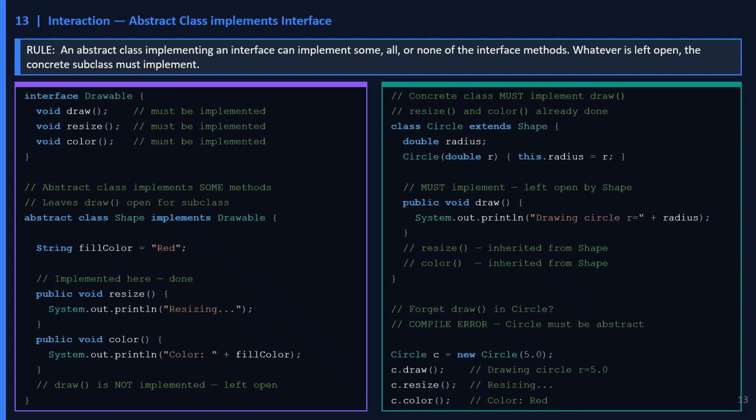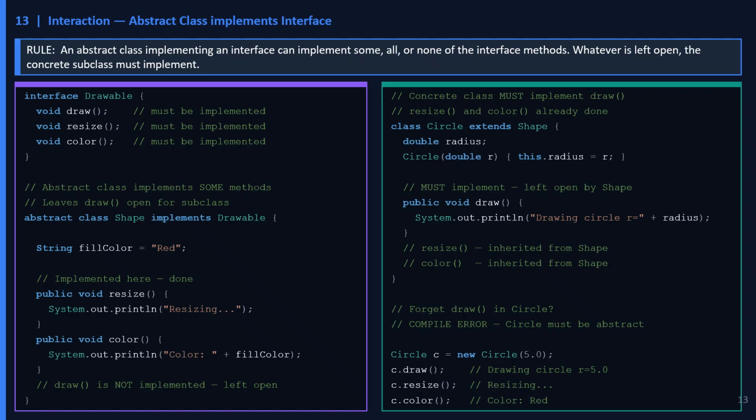Shape implements resize and color. Those are done. But Shape does not implement draw, it leaves that open. Now look at the right side. Circle extends Shape. Because draw was left open, Circle must implement draw. But resize and color are already done by Shape. Circle just inherits them.